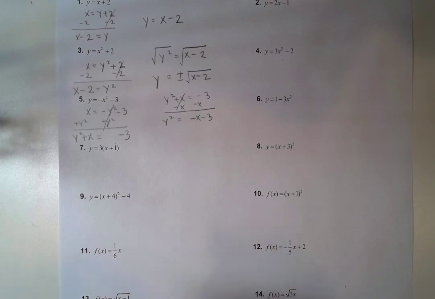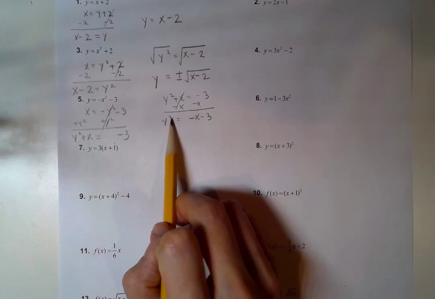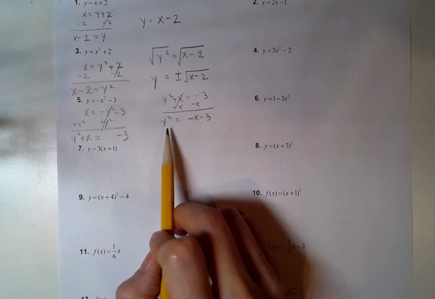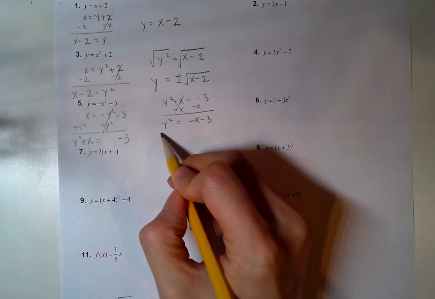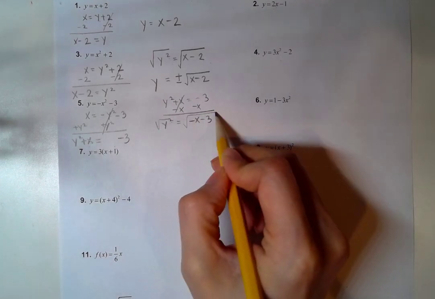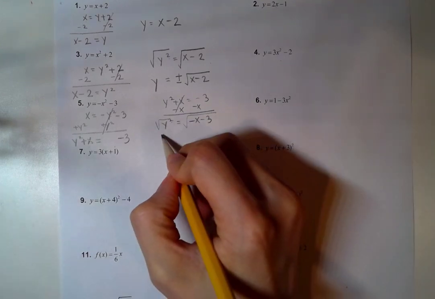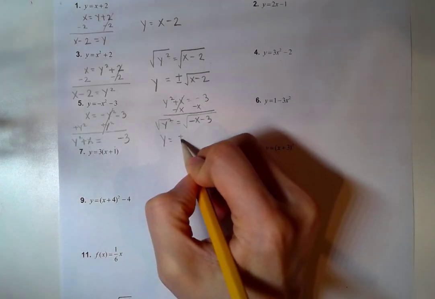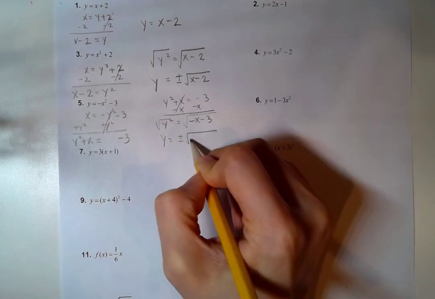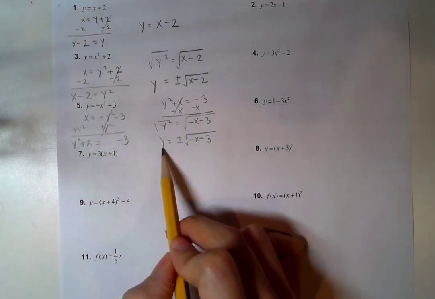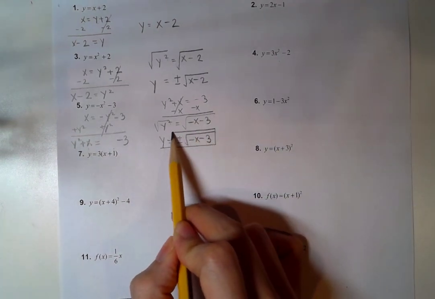And how do I get rid of this square? Selena, what's opposite of square? Yes, square root. So you take square root. Rika, what happens if you take square root to each side? Yes, positive, negative. Positive, negative. I got it. So this is my inverse function.